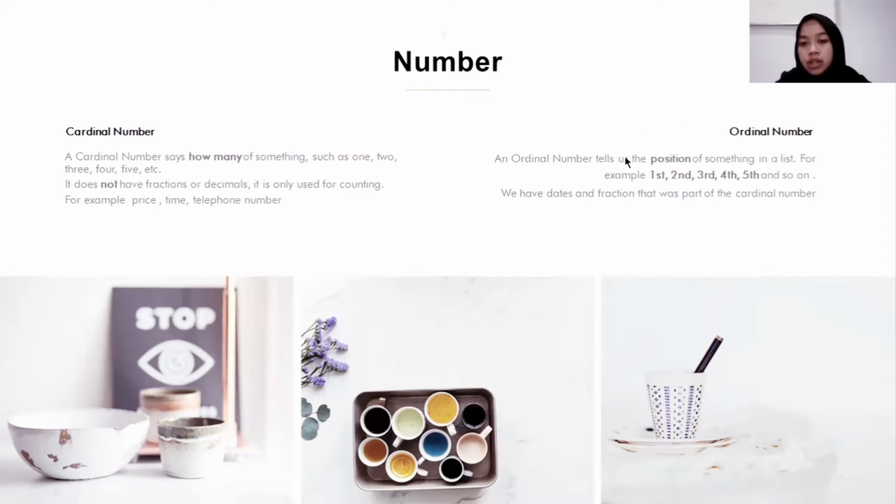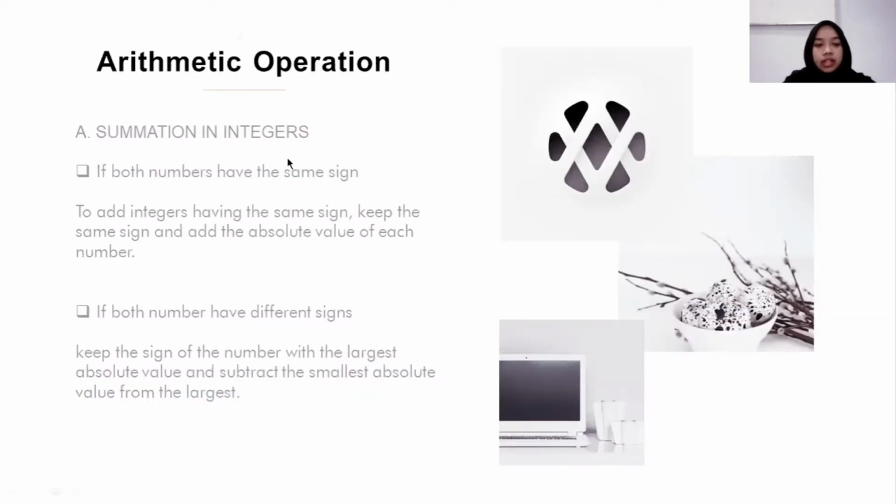An ordinal number tells us the position of something in a list. For example, first, second, third, fourth, fifth, and so on. Another example is for dates, for fractions, and so on. Okay. And then next we have arithmetic operation.